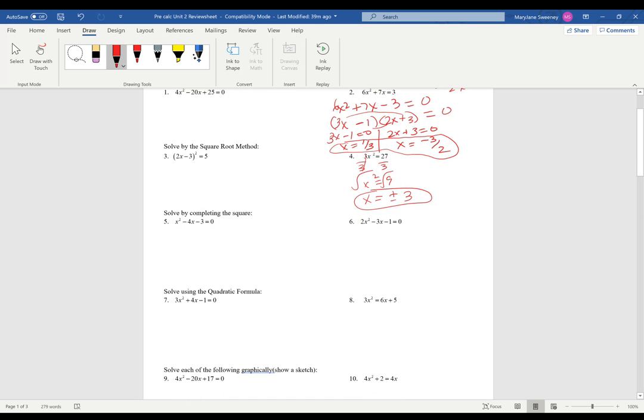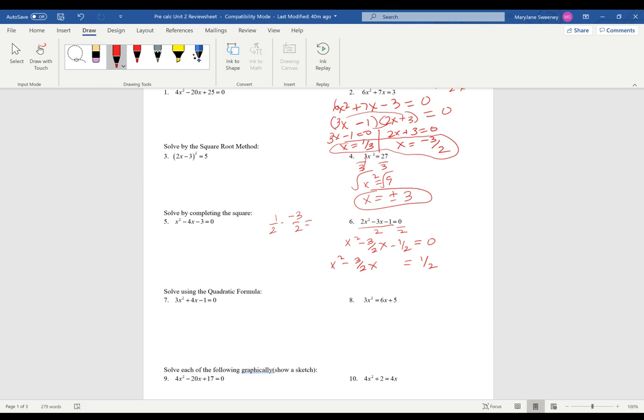This next one, if I'm going to solve by completing the square, I'd have to divide by 2 first. The reason being, the completing the square method can only be done if the leading coefficient is a 1. And then you group the x and the x squared, move the constant over, go off to the side. You're going to take half of the b.